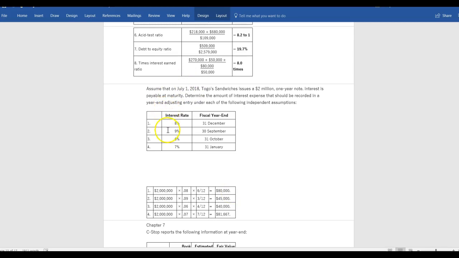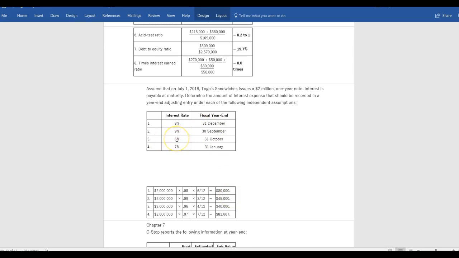Now in scenario 2, where the interest rate is 9% and the fiscal year end is September, remember, we've got July, August, and September. We only have 3 months of interest here. So we would take our note times the interest rate of 9% divided by 12 times 3 months. The fiscal year end here is September 30th, so we would only be recording interest of $45,000.